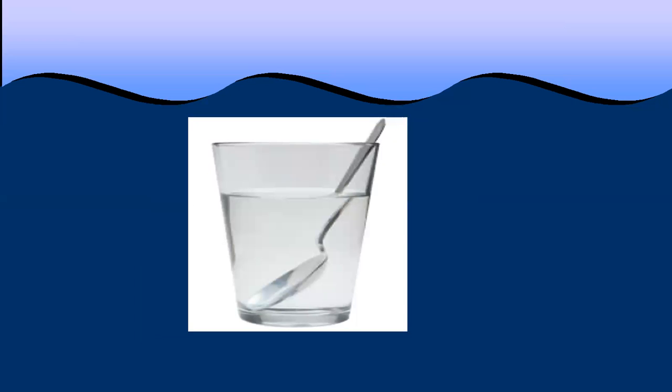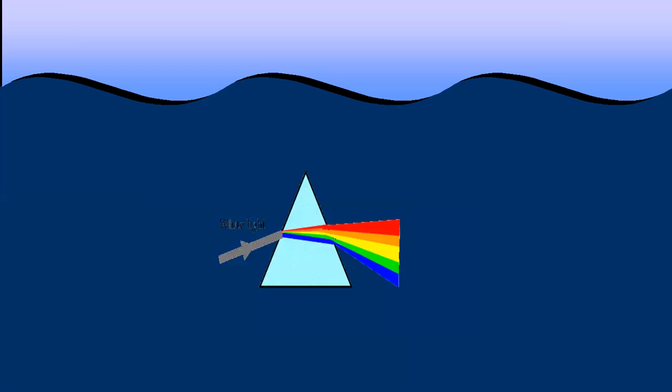Okay, here's our bent object in water again. That's known as refraction. Yes, it's bending. This is also refraction because when white light hits a prism, it bends and you see all the colors of the rainbow. It slows it down, basically. So all that white light slows down, and then we can see every color of the rainbow.